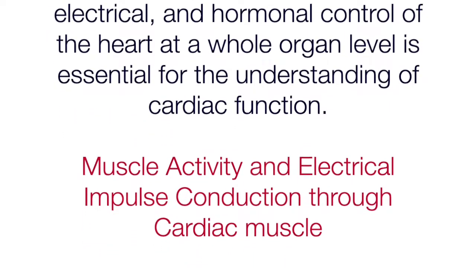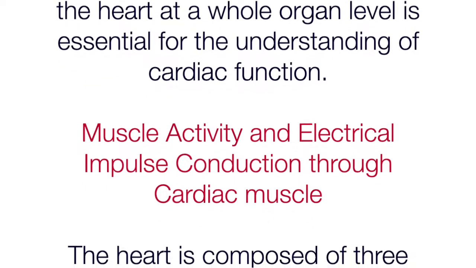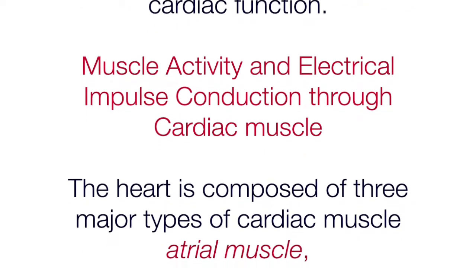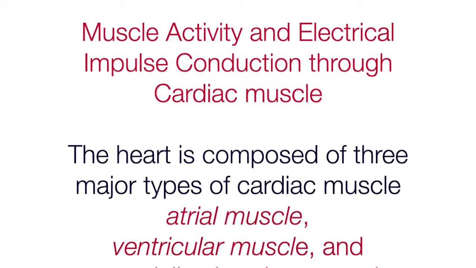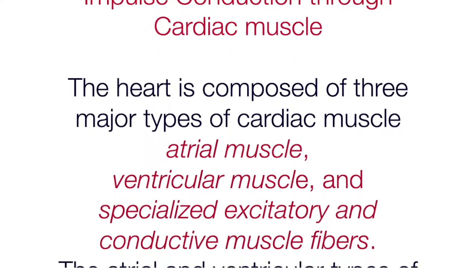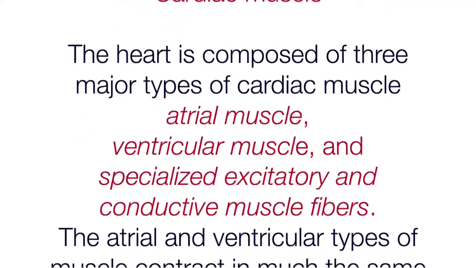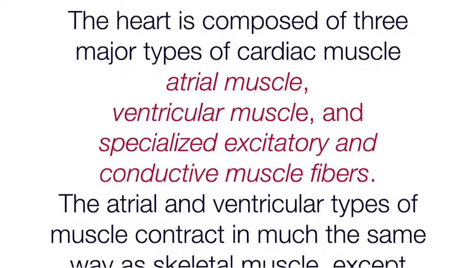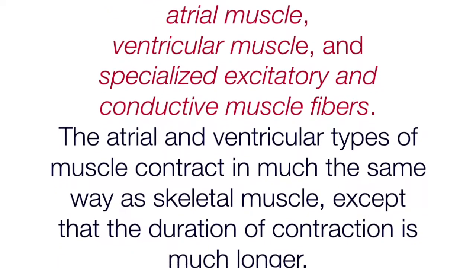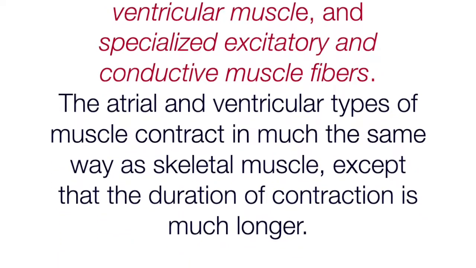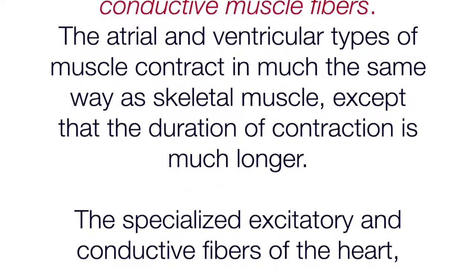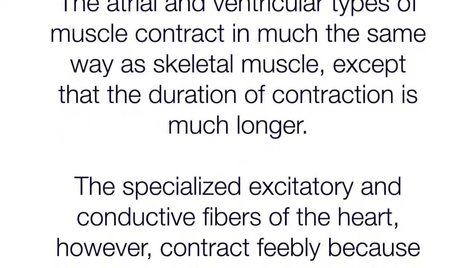Muscle activity and electrical impulse conduction through cardiac muscle. The heart is composed of three major types of cardiac muscle: atrial muscle, ventricular muscle, and specialized excitatory and conductive muscle fibers. The atrial and ventricular types of muscle contract in much the same way as skeletal muscle, except that the duration of contraction is much longer.